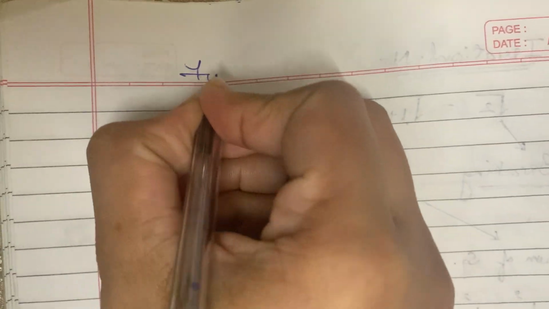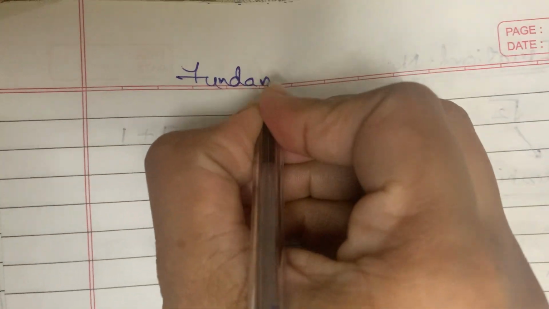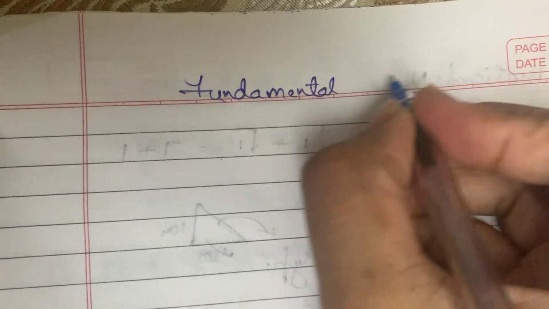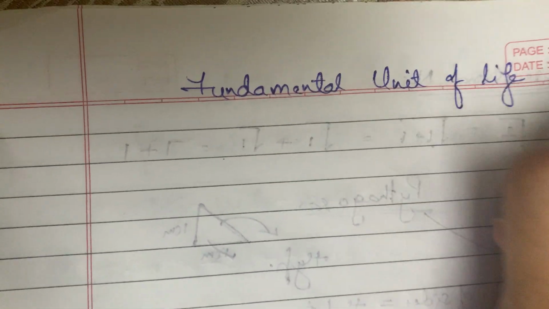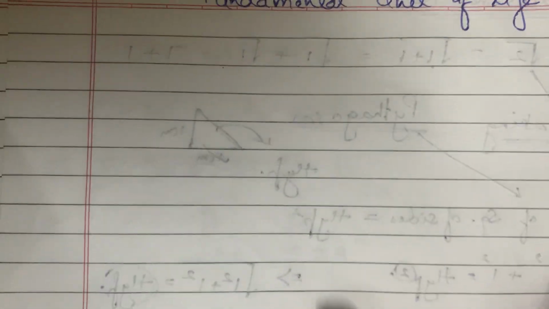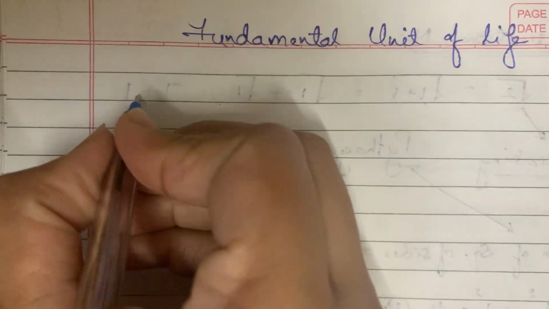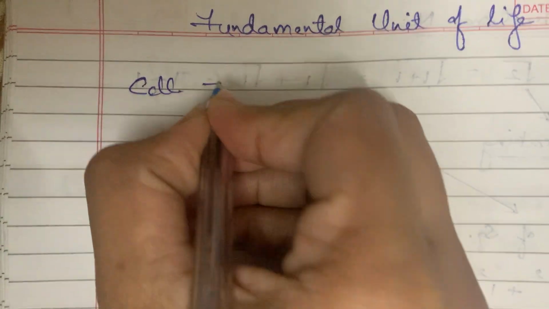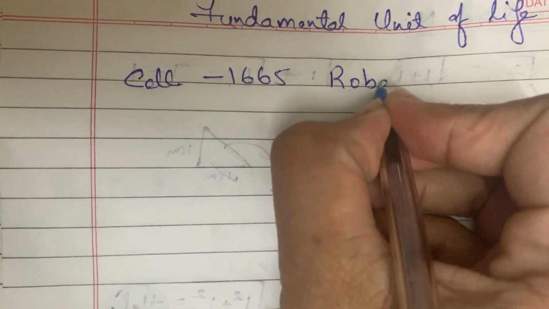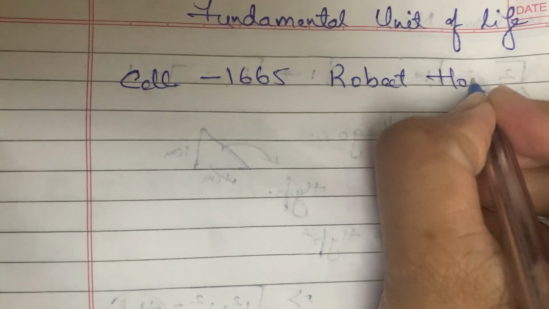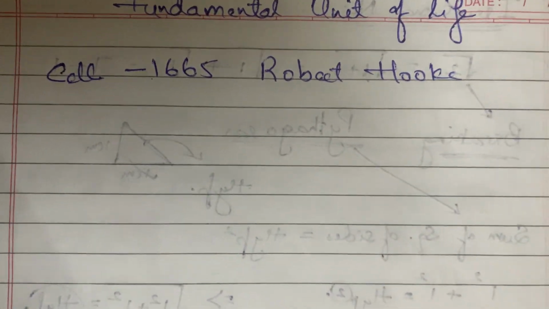Revising through the chapter Fundamental Units of Life. In our unit of life, what do we understand here? We have so far studied that the cell was discovered in the year 1665 by a person named Robert Hooke. And how did he discover the cell?